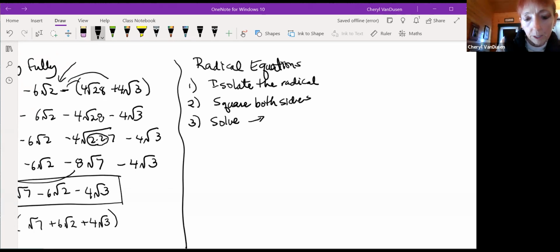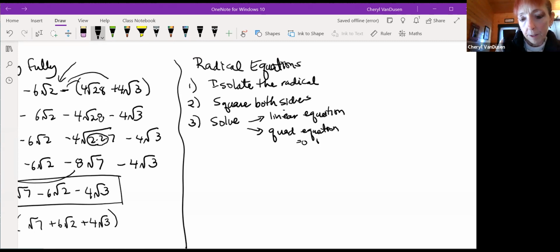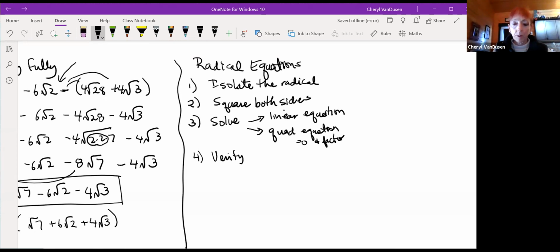Okay, there are 2 things that can happen when you solve. If it's a linear equation, you just kind of solve normally. And if it's a quadratic equation, you set it equal to 0 and factor. And that's something hopefully you guys are getting to feel a little bit more settled with. And then the 4th thing you have to be cautious of is you have to verify, because sometimes we have something called extraneous roots.